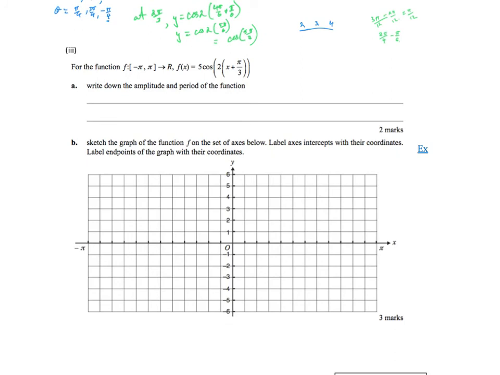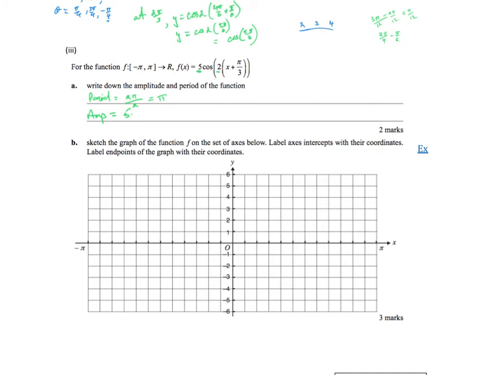All right, let's look at this next question here. Write down the period and amplitude. Looks like a busy sort of question, doesn't it? Period and the amplitude. So again, the period is equal to 2 pi on n, which is 2. And the amplitude is equal to 5. Right, sketch the graph of the function on the axis below. Label the x-intercepts with their coordinates. Label the endpoints of the graph with their coordinates.